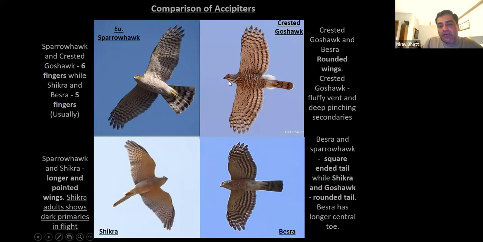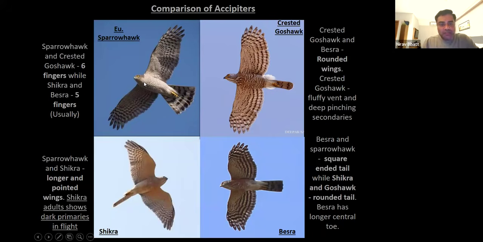Very large beak, very prominent gala stripe, uniform gray head, vertical streakings up to the throat and barrings below, prominent barrings. Sometimes this rufous, fluffy vent is seen in Crested Goshawk, but this is not an identification pointer. This is seen in all the birds, though in Crested Goshawk it is seen more commonly. But this is how we identify Crested Goshawk in flight.